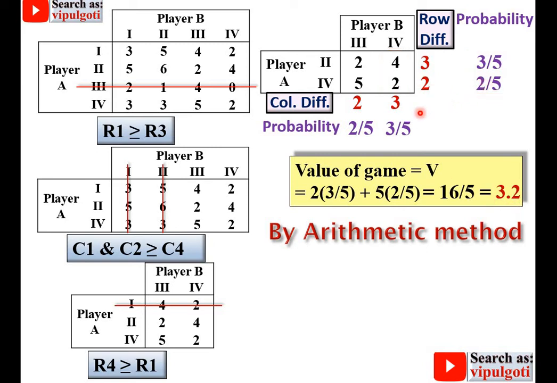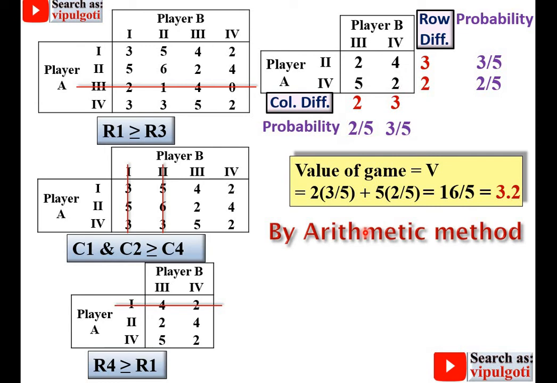Even you can find it from the row also. So pick up the first row and show that the corresponding probabilities are this one. So you can say it is 2 into 2 by 5 plus 4 into 3 by 5. Then you will also get 3.2. Similarly, you can consider row 2 also. Then it is 5 into 2 by 5 plus 2 into 3 by 5. Then also it should be 3.2. So this is the first answer, the value of the game.